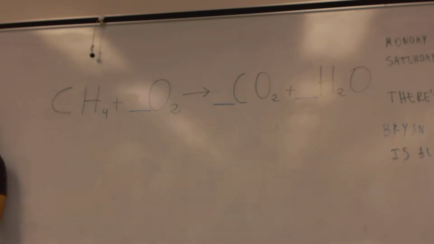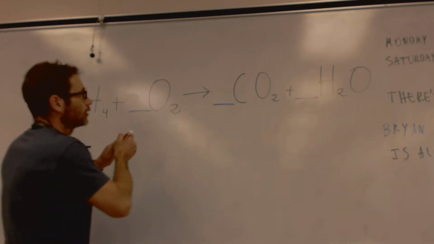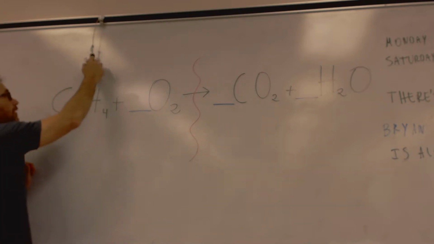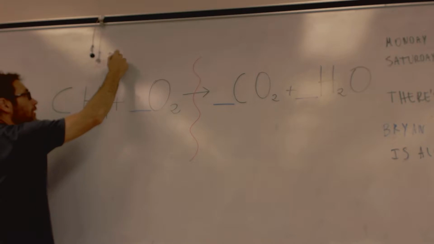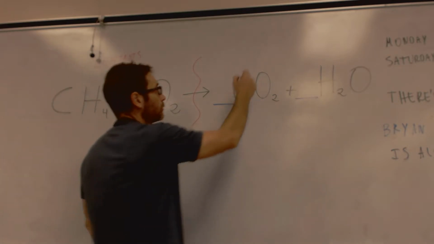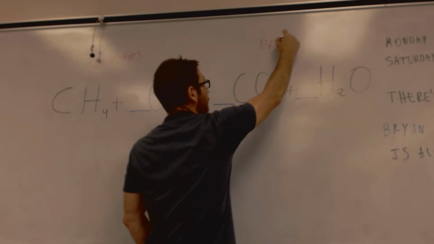Okay. This is a chemical reaction. From the arrow to the left, these are the reactants. And here you have the products, okay?